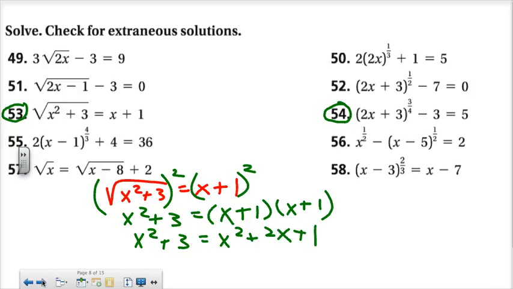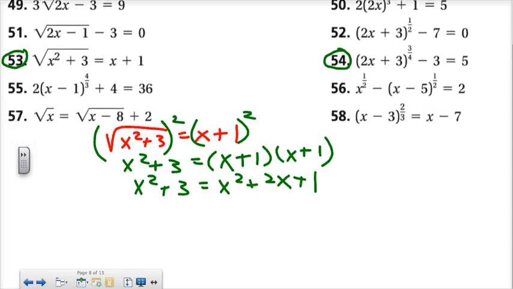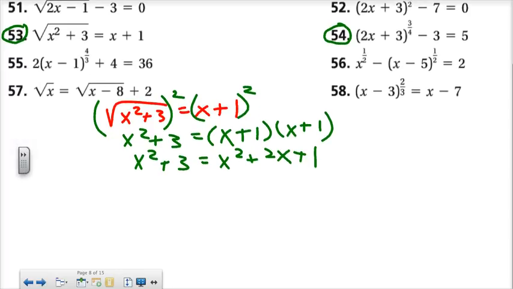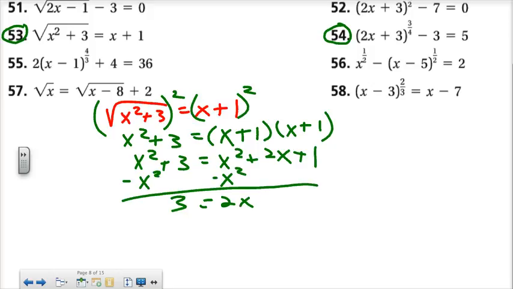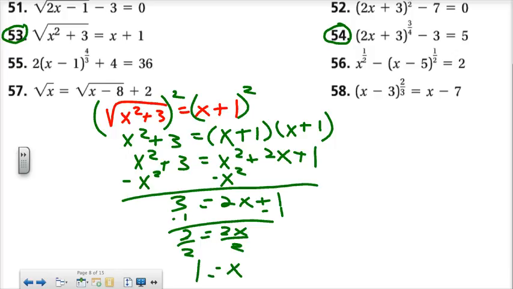And this one, I look at it and realize I'm not going to have to factor to solve this because as I move everything over to get my 0, the x squareds are going to cancel each other out. So I can subtract 1 from both sides and then divide by 2. And I get x equals 1. No guarantee that's going to work. Make sure that you check number 53 to see whether or not that one works or not.